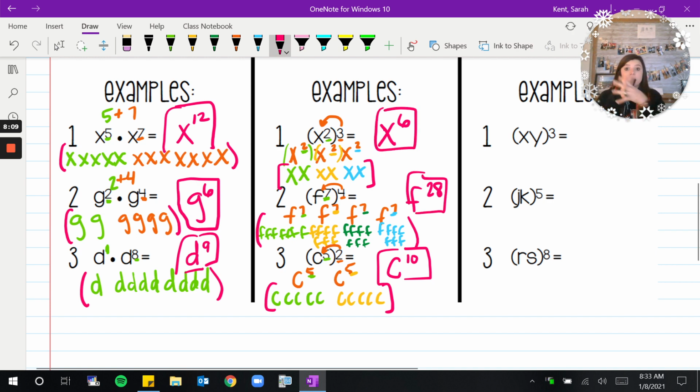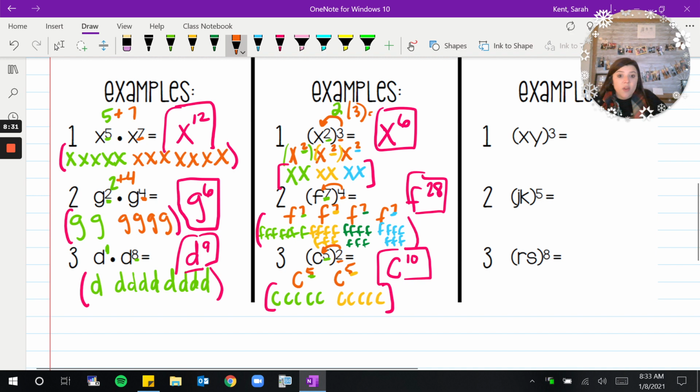So you can always write out all of the letters. If you don't like writing out the letters, we can use the exponents. So here, when we have x to the power of 2 to the power of 3, what we can do is take 2 and multiply it by 3 to get us 6.